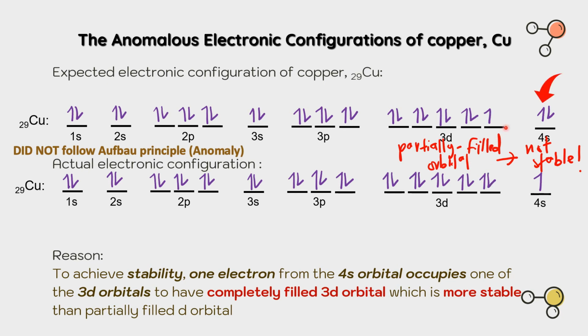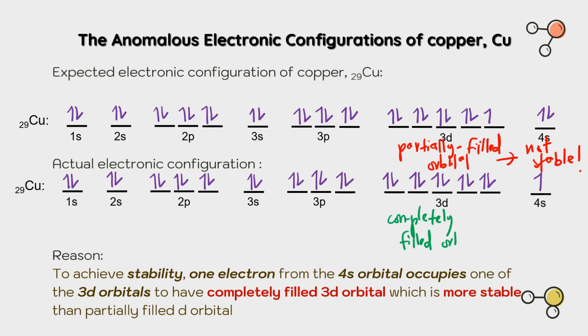If you compare the arrangement here in the expected configuration and the arrangement in the actual configuration, we can see that this arrangement has 5 paired electrons, 5 elektron yang berpasangan, as compared to this arrangement. In this kind of arrangement, we call this a completely filled orbital. And this completely filled orbital will be more stable than the partially filled orbital.